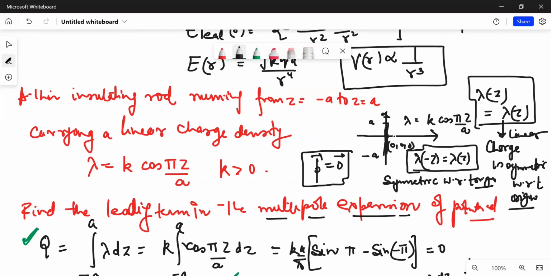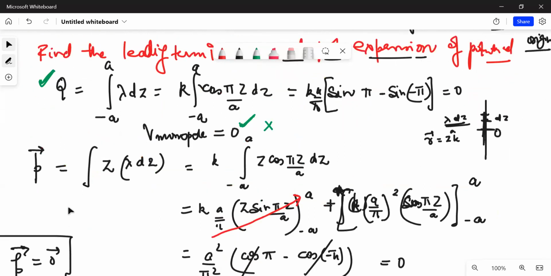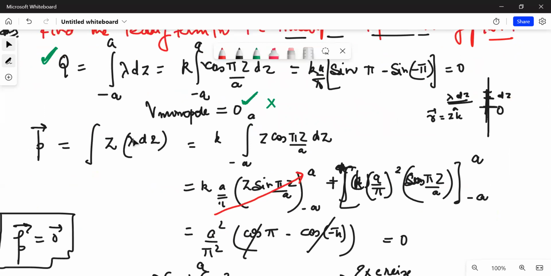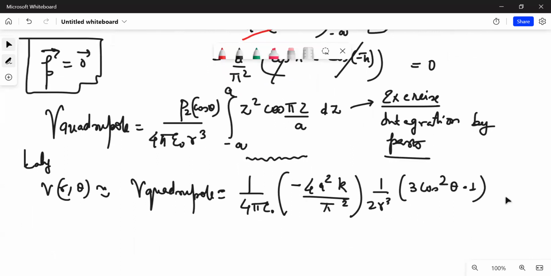This is something you can do in your exam very fast, or otherwise, if you're interested, you can find it through the integration. So your p vector comes out to be 0, and the total charge is also 0. So obviously, one needs to check the potential due to the quadrupole. The potential due to the quadrupole is p2 cos theta divided by 4 pi epsilon naught r cube, where the integral is from minus a to a of z square cos(pi z upon a) dz. I'm leaving this to you as an exercise, because it is an integral by parts and I think you can do it. You will arrive at the solution: 1 upon 4 pi epsilon naught times minus 4a square k upon pi square times 1 upon 2 r cube times (3 cos square theta minus 1).